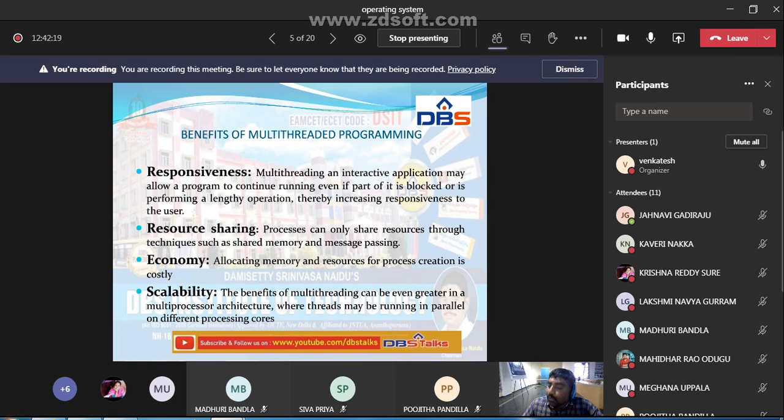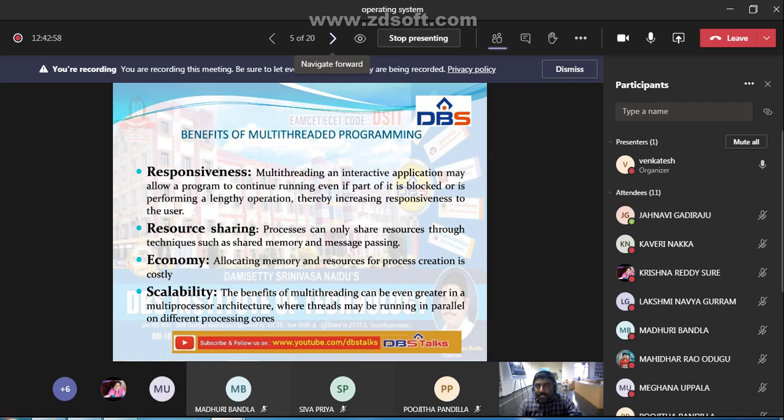Next one is scalability. What is meant by scalability? Within less amount of time, we can perform multiple tasks in parallel by using multi-threaded programming. We can say it is scalability. That means by using the scalability concept, we perform multiple tasks by using multiple threads. So these four are the major benefits of multi-threaded programming. If we are using a multi-threaded process, the various benefits are: first responsiveness, second resource sharing, next economy, and next scalability.